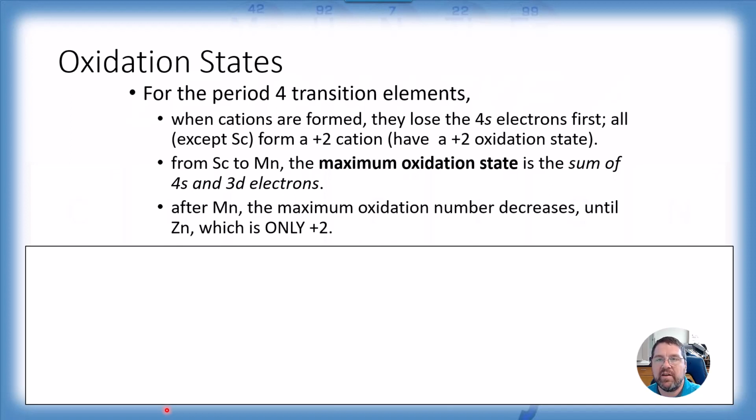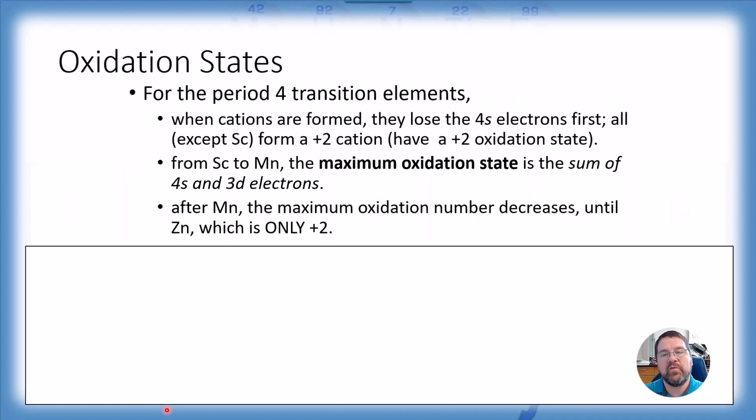Once you get past manganese, the maximum oxidation number starts to decrease, because once you're past manganese, that half-filled d sublevel, now you've got, for instance with iron, d6. Well, it loses the 2 4s electrons, so that's +2. And then if it loses 1 d electron, it ends up with a symmetrically half-filled sublevel, which is somewhat favorable from a stability standpoint. But if you try and take any more than that, you disrupt that stable configuration. And energetically, there's no incentive to do that.